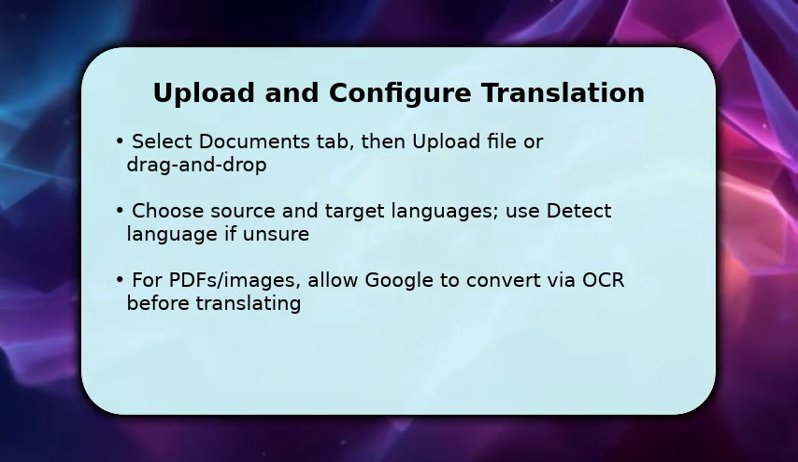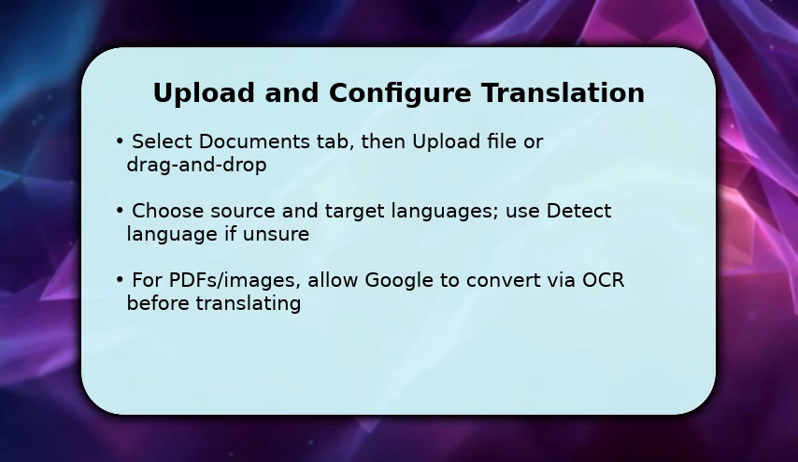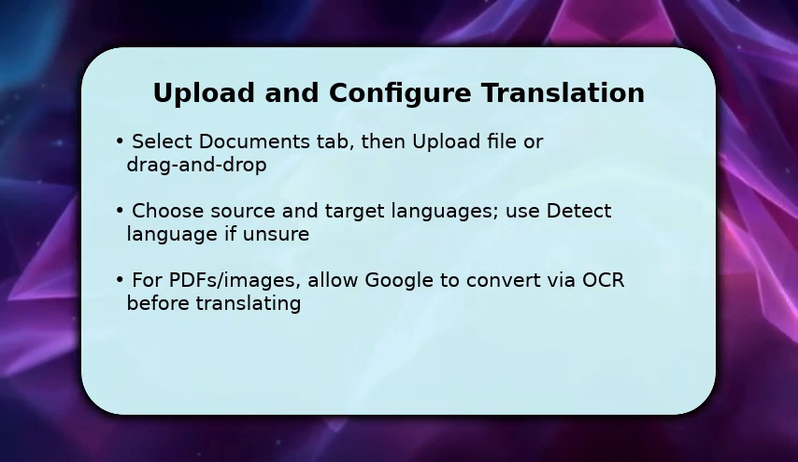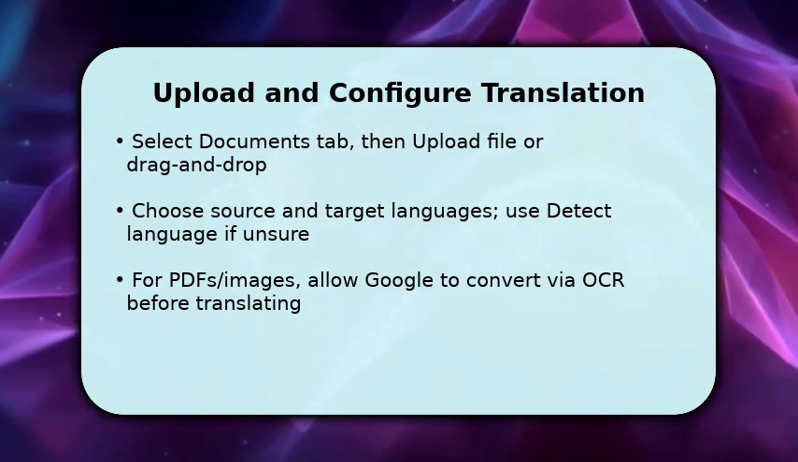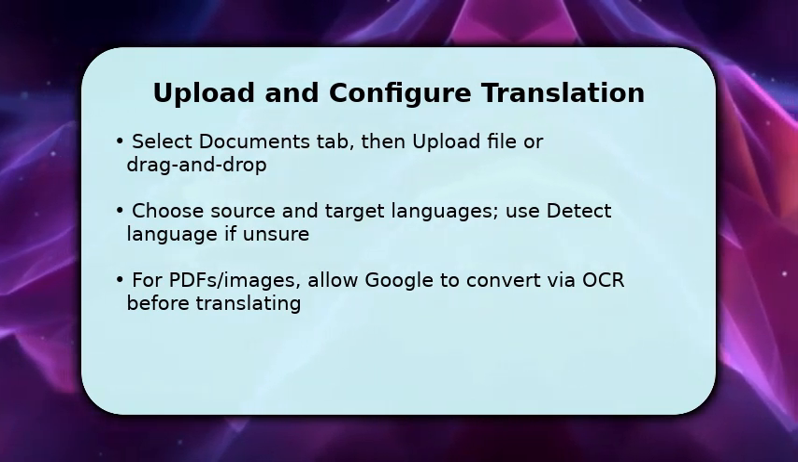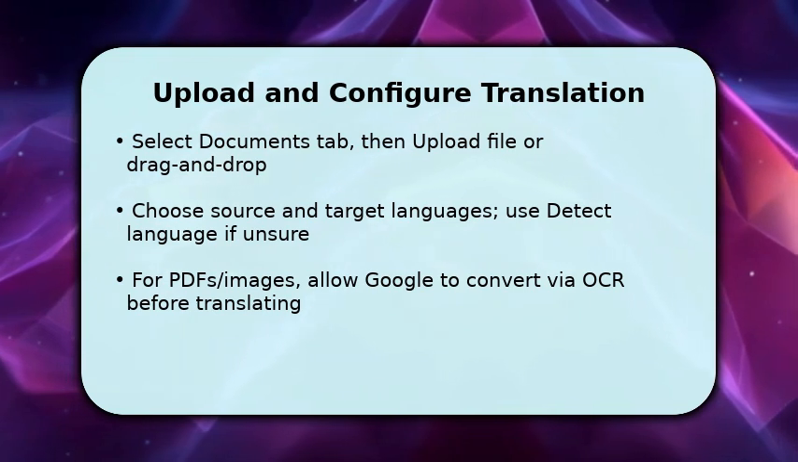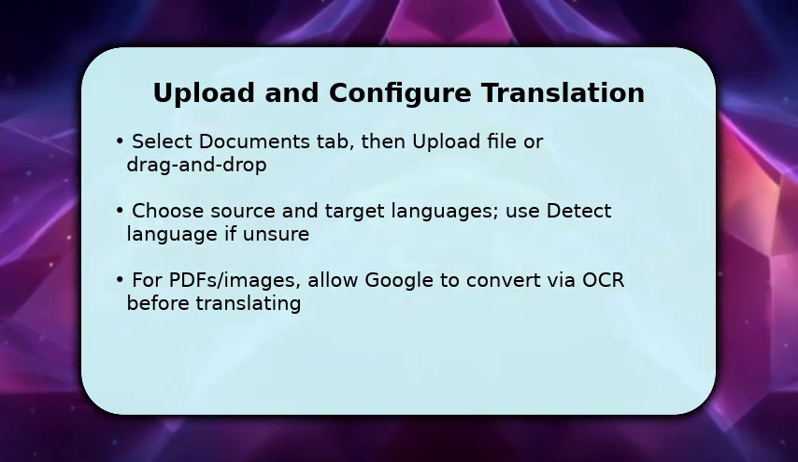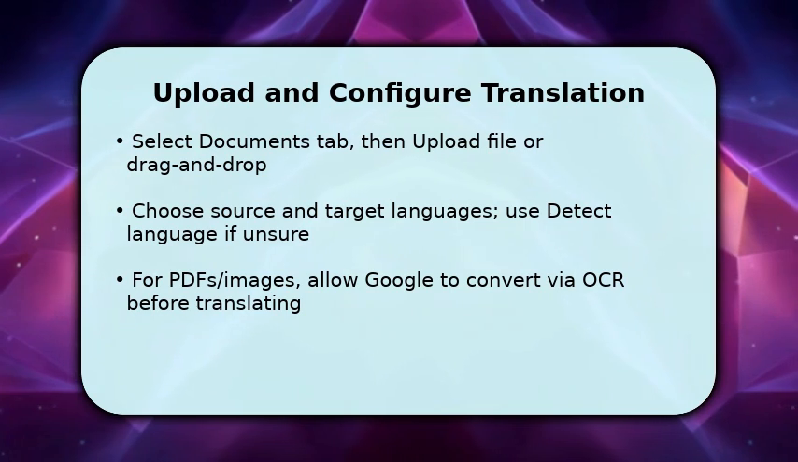For PDFs or images, allow Google to convert the text using OCR first. This step extracts text so translation is accurate. Make sure formatting options are acceptable because complex layouts may shift. If fidelity matters, consider converting to Google Docs first for manual checks.